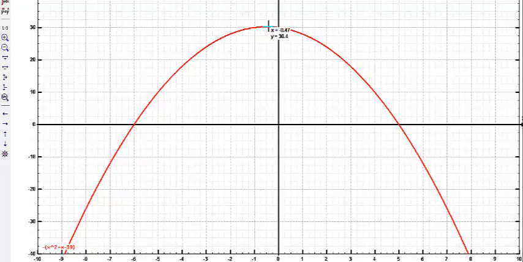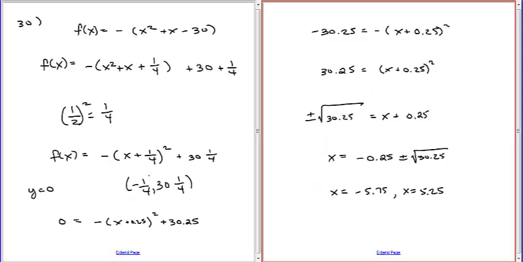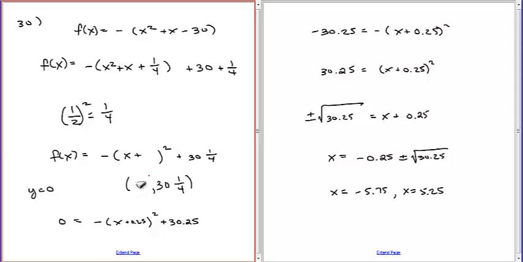So it looks like their vertex is 0.5. So what did I do wrong? Let's go back here. Oh, I just wrote the number wrong. I don't know whether you caught that or not. This should be a half. So let's go back and correct all these things.